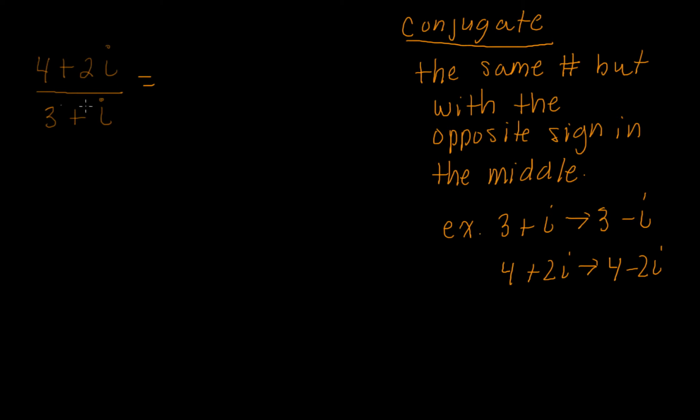So what we're going to do is multiply this by the complex conjugate of the denominator. So we're going to multiply this whole fraction by 3 minus I divided by 3 minus I. Again, it's still 1. 3 minus I divided by 3 minus I is 1. Anything divided by itself is 1. So now we have these two binomials that we need to multiply.